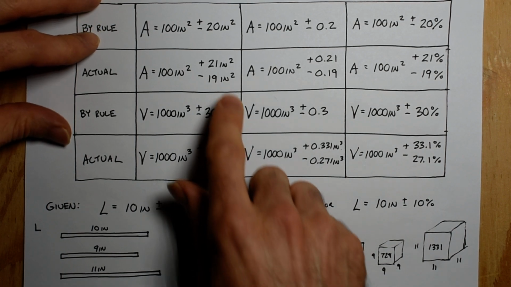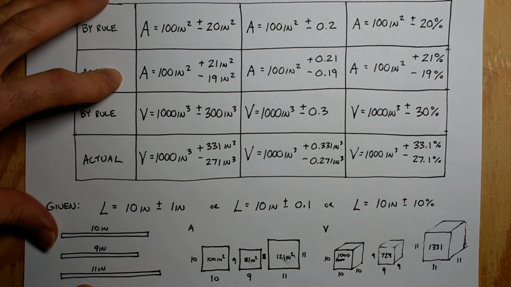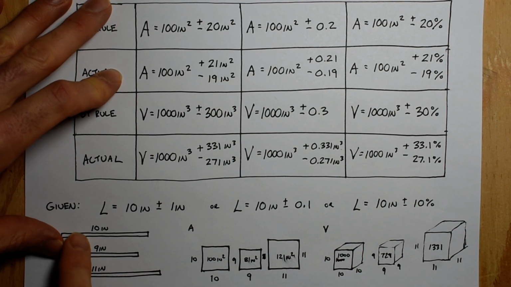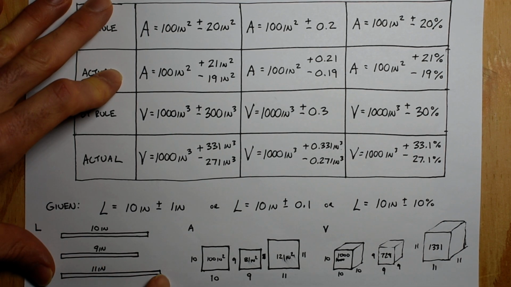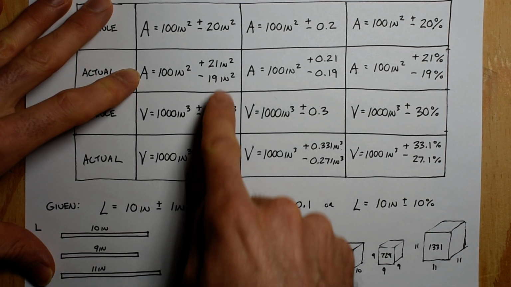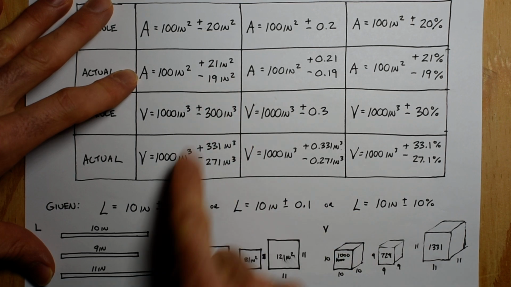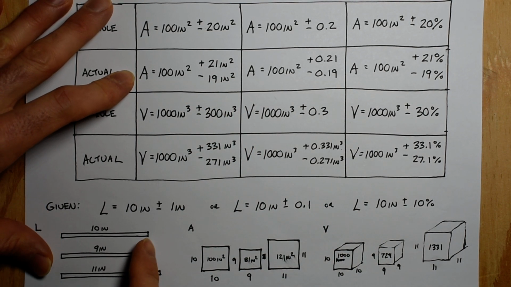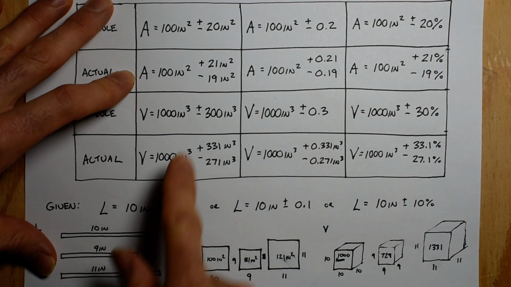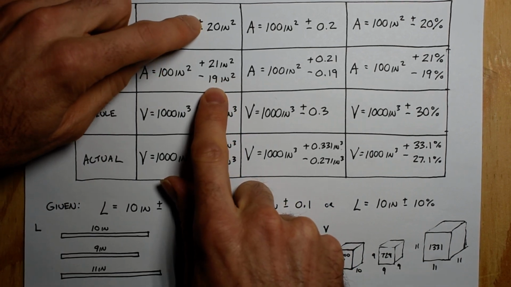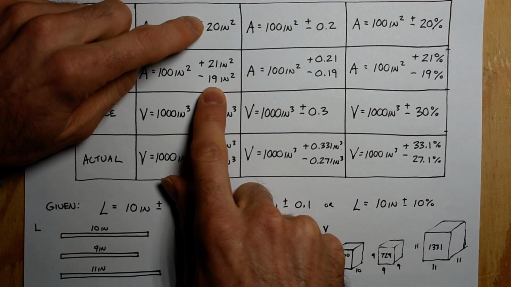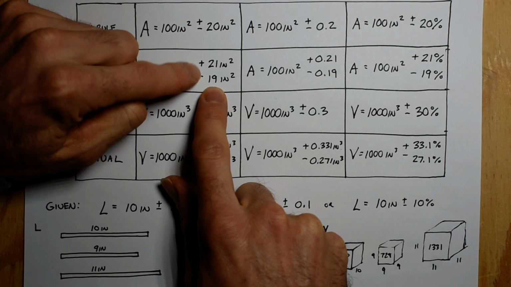So what this says is, if you measured 10, but the thing is actually 11 inches, your error is going to be more. But if you measure 10 and your length is actually 9 inches, your area is going to be less. So the maximum uncertainty is actually going to be just a little bit less.